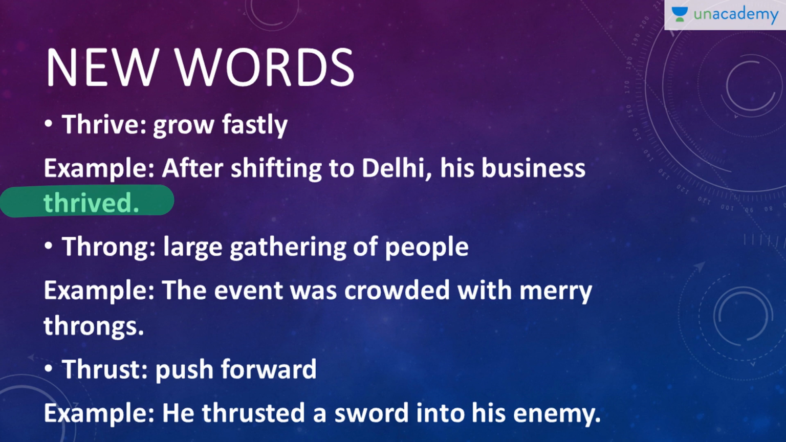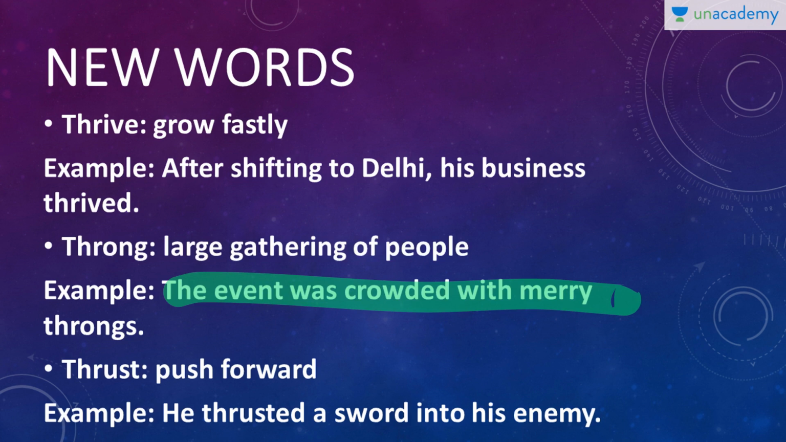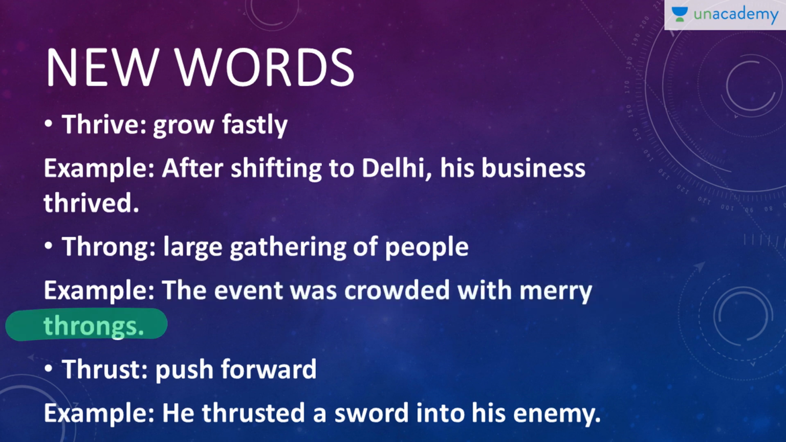Next is throng, which means large gathering of people or crowd. Example, the event was crowded with merry throngs. It means the event was crowded with merry gathering of people.